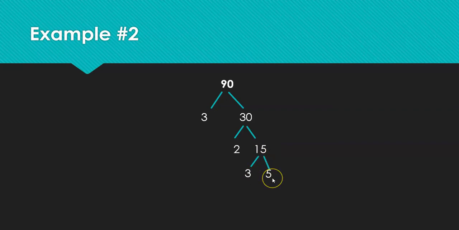Is 3 times 5. Prime factor na ba ang 3? Yes. And ang 5, may factors pa ba ang 5? Wala na. Therefore, these are the prime factors: 3, 2, 3, and 5. The check is mag-i-equal siya sa 90.